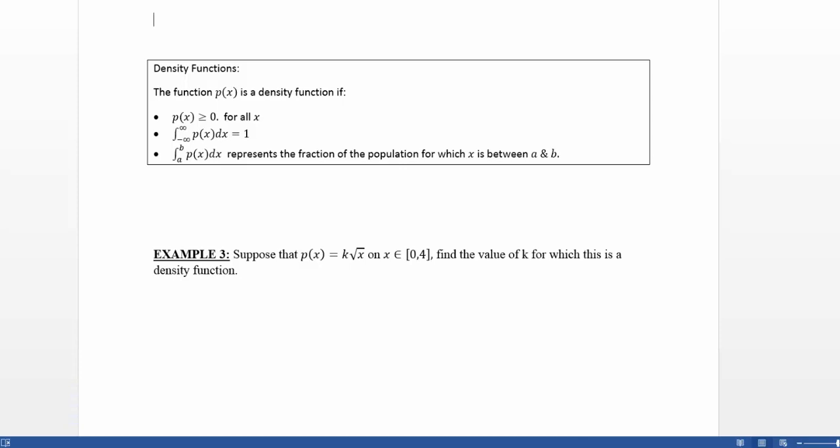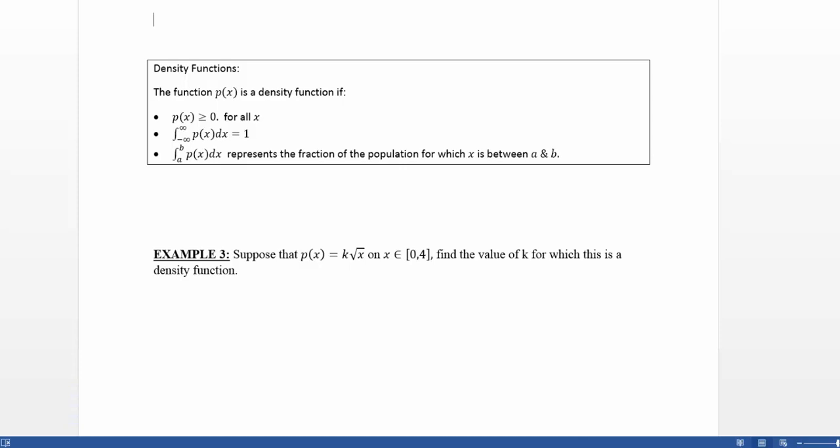And the integral from a to b, so between 2 points, of little p of x dx represents the fraction of the population for which x, the characteristic, is between a and b. So if we want to know how much of the population has a particular trait, we would look at the area under the curve between a and b, or the interval that represents the trait that we're looking at.